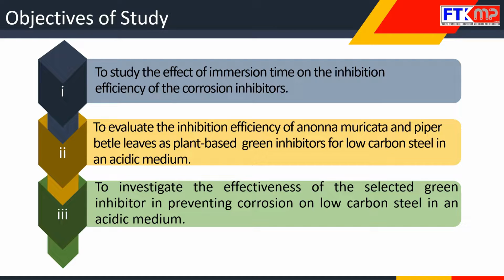There are 3 objectives of study, such as to study the effects of immersion time on the inhibition efficiency of the corrosion inhibitors, to evaluate the inhibition efficiency of Annona muricata and betel leaf as plant-based green inhibitors for low carbon steel in an acidic medium. Lastly, to investigate the effectiveness of the selected green inhibitor in preventing corrosion on low carbon steel in an acidic medium.